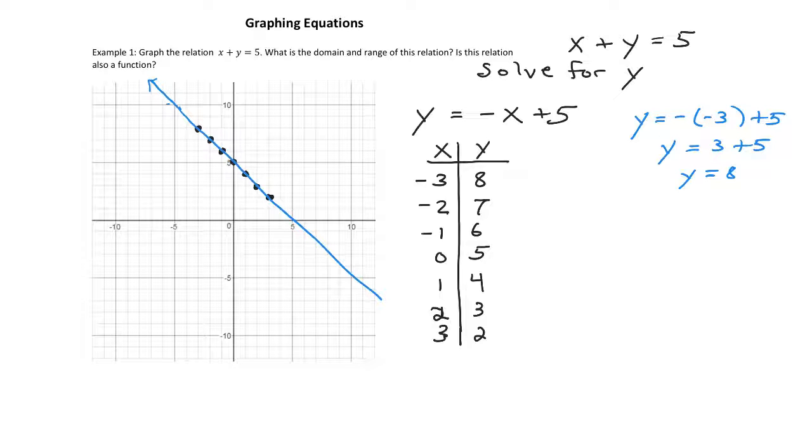So just a basic sketch, enough points to get an idea of what the whole equation is going to look like. So from here, the other questions are, well, what's the domain and range? And then do we think that this relation is also a function?